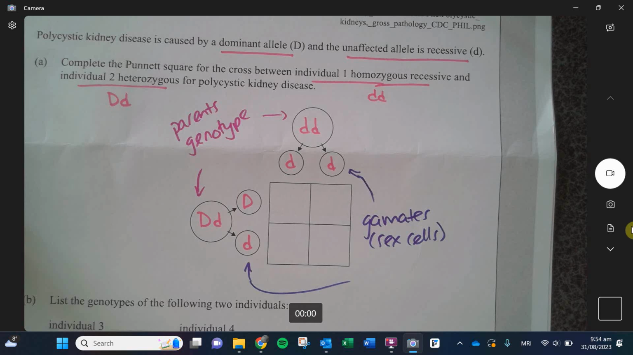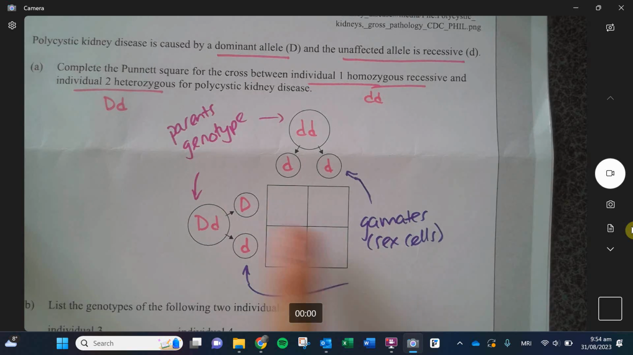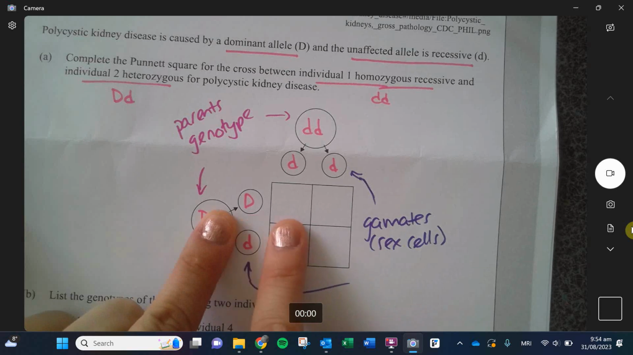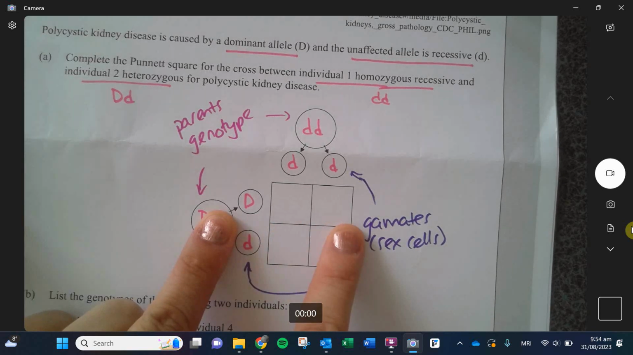Cool. Questions, concerns, comments at this point? No? All right, then I just pull down the letters to fill my Punnett squares. So, for example, this is a capital D. I'm going to move that across to these two.